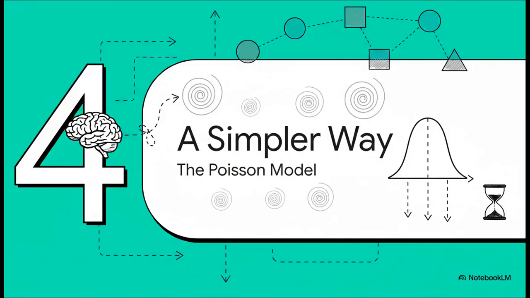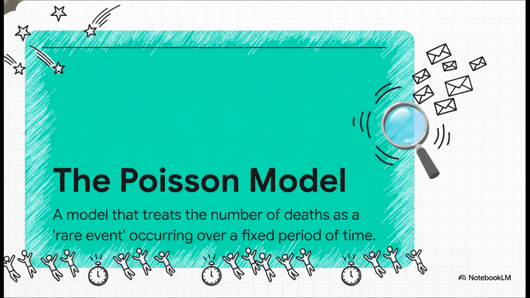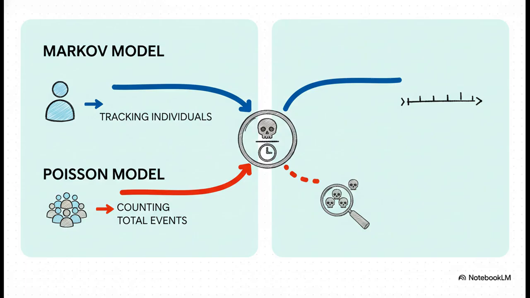Now, that's one way to model this problem, by tracking every single lifetime. But it turns out there's another, often simpler way to get to the same answer, especially when you're dealing with really big populations. It's called the Poisson model, and instead of tracking each individual's time to death, it just counts the total number of deaths over a period. It treats them as rare, random events, kind of like counting the number of emails that hit your inbox in any given minute. And this is where it gets really beautiful statistically. You have two different paths, the exact Markov model, which tracks individuals, and the approximate Poisson model, which just counts events. And yet, they both lead to the exact same intuitive formula for estimating the death rate.